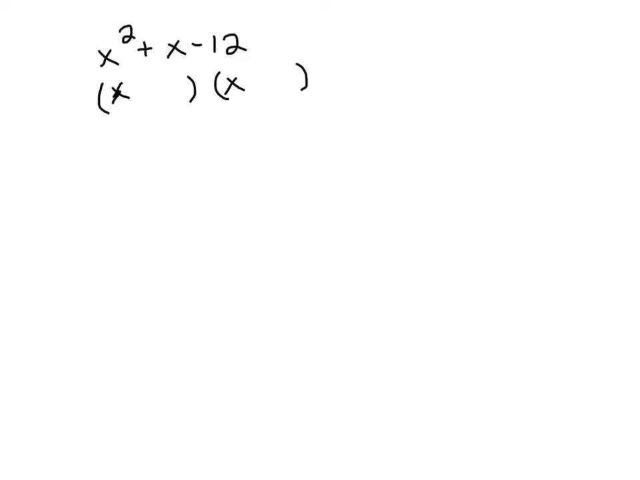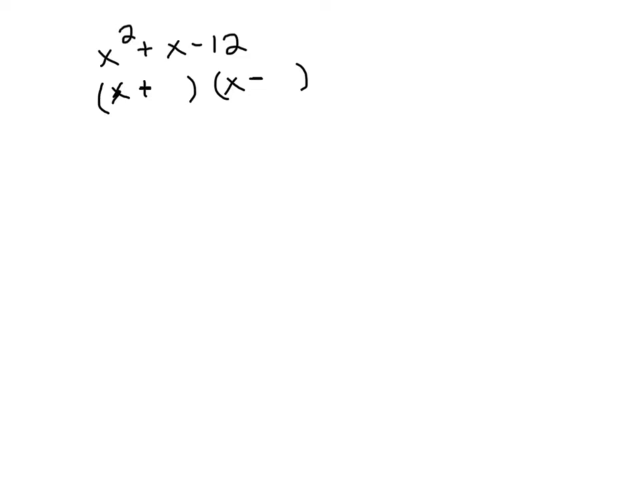Now, I'm going to take a look at that subtract 12. I'm going to need to get a subtract 12. And the only way that I can multiply two numbers together and get a negative is if one of them is a positive number and the other one is a negative number. So right away I can make one of these x plus and the other one x subtract.